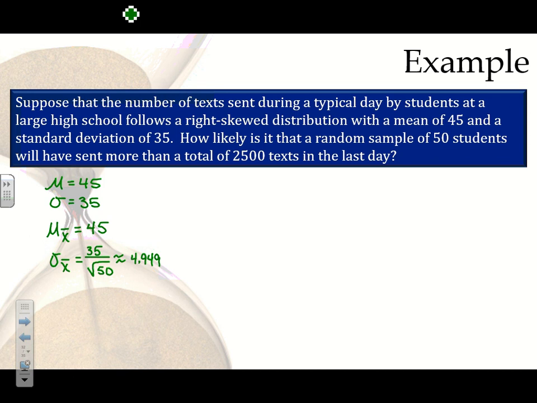Now, before we go any further, so we know what the mean and the standard deviation of our distribution should be, what should we check? Our conditions. Make sure we know what we're dealing with here. Remember, you can just list them out and make comments on each. So, do we have randomization employed? Yes, and what tells us that? Random sample. That's a random sample of 50 students.